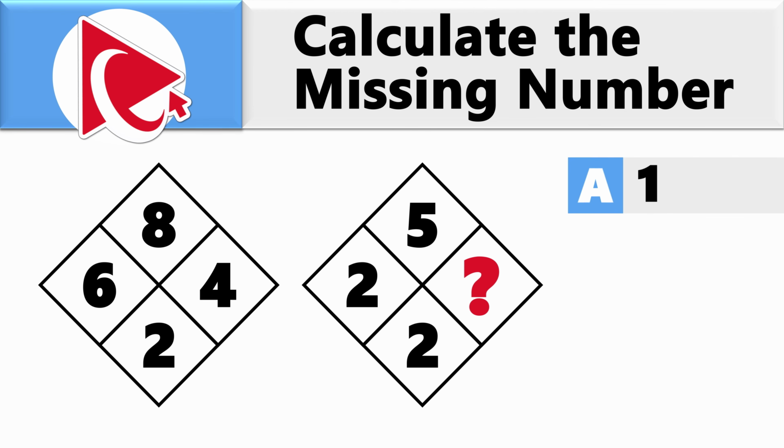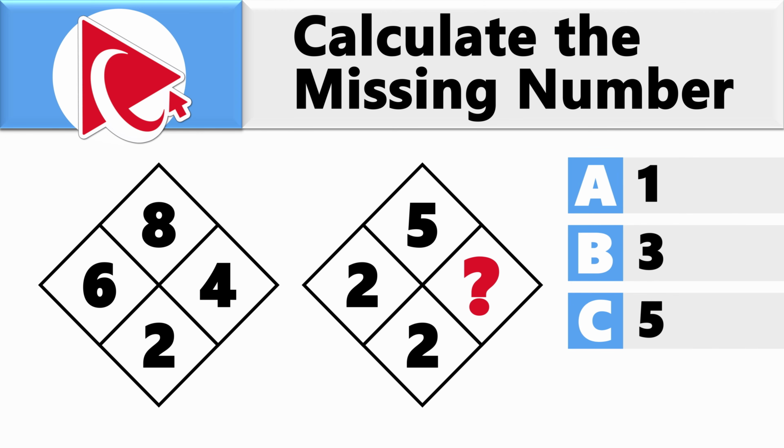Choice A, 1. Choice B, 3. Choice C, 5. And last but not least, choice D, 7.